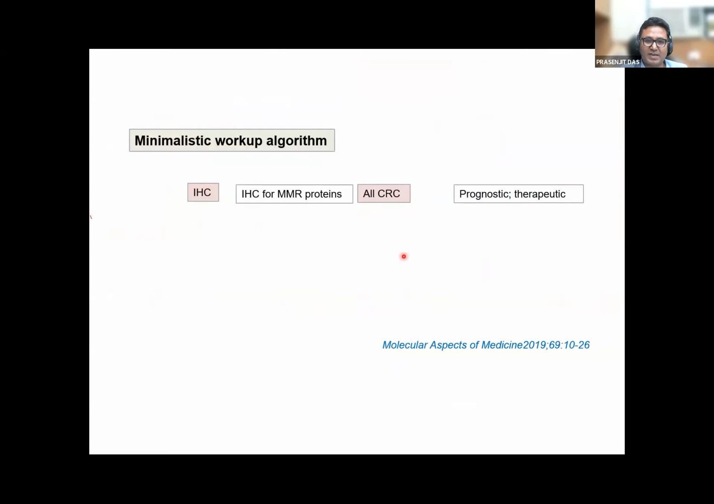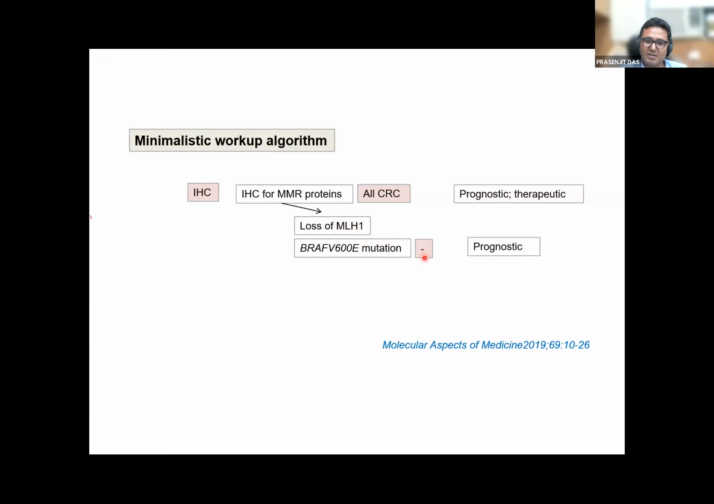So this is almost the second last slide, to tell you how a minimalistic workup algorithm should work in colorectal carcinoma. See, almost all colorectal carcinomas nowadays, you should advise for MMR protein. That is not always for therapeutic decision, but it is also a prognostic marker. So it is both prognostic and therapeutic. Suppose you have done MMR protein by IHC and there is loss of MLH1 protein. If there is loss of MLH1 protein in a 40-year-old male or female, you will like to look for Lynch syndrome. So what you will do next, you will order a hotspot BRAF gene mutation.